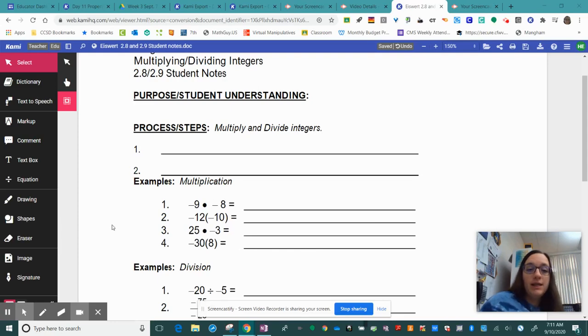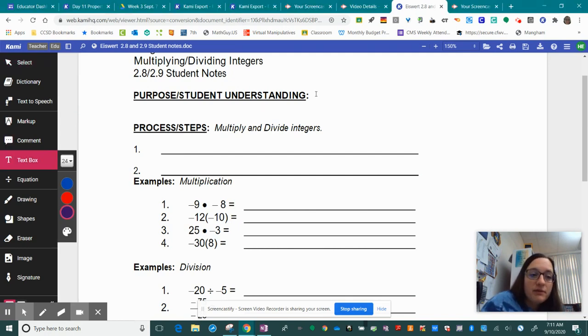Good morning. Today we will be multiplying and dividing integers. When we multiply and divide integers, this is something that's pretty easy. It's a little weird at first, but once you get the hang of it, it's one of the easiest things you will learn all year.